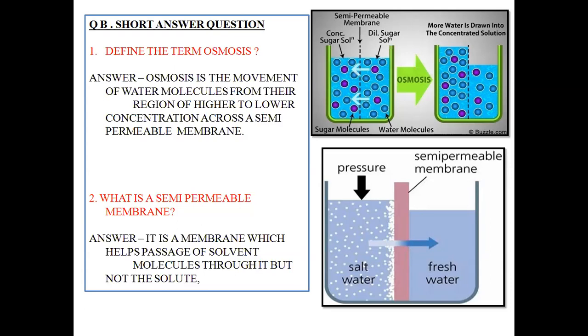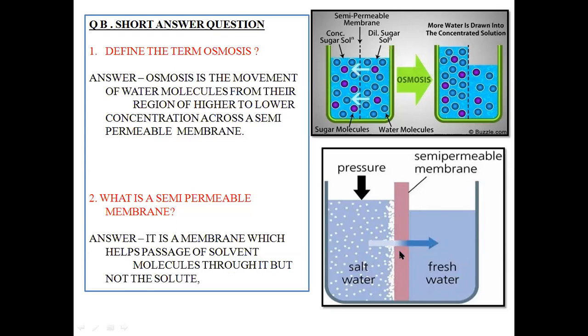Next is, what is a semi-permeable membrane? It is a membrane which allows the passage of only solvent molecules through it, but not the solute. As I have mentioned, students, in the middle we place a semi-permeable membrane, and in the second picture also I am showing that on the left hand side I have taken the salt water solution, and on the right hand side we have taken fresh water.